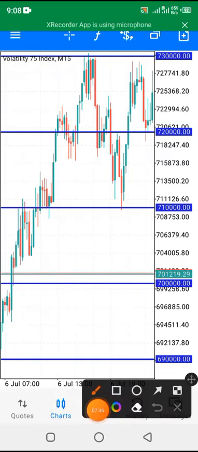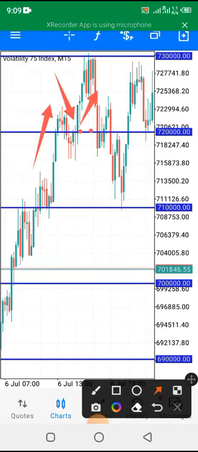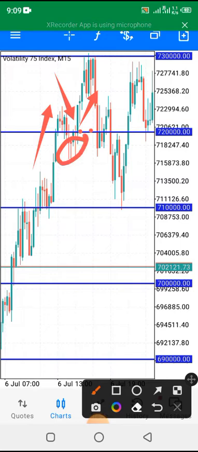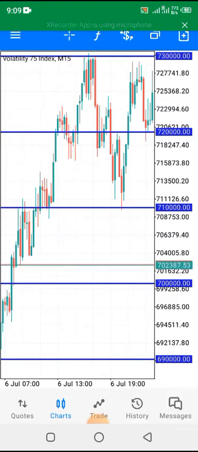Right, so it broke this region, came back to retest over here, because now after breaking above the region, this 72,000 will now act as our support. And you see here what happened. Price came here to retest this region, right? And after retesting, it shot up till here, and you could have taken your profit over there.